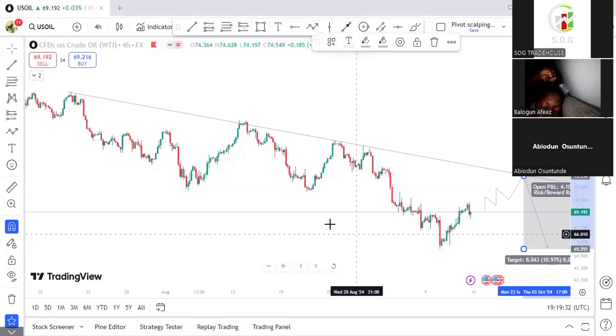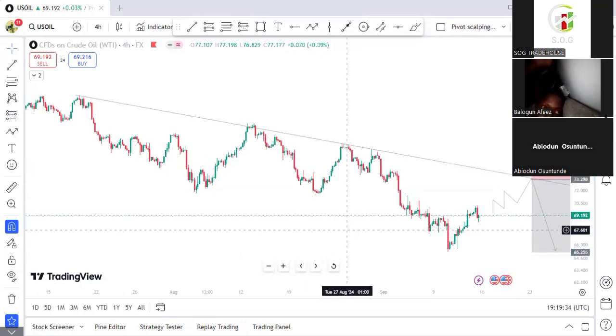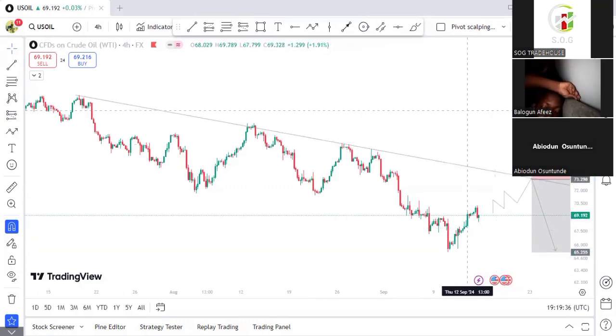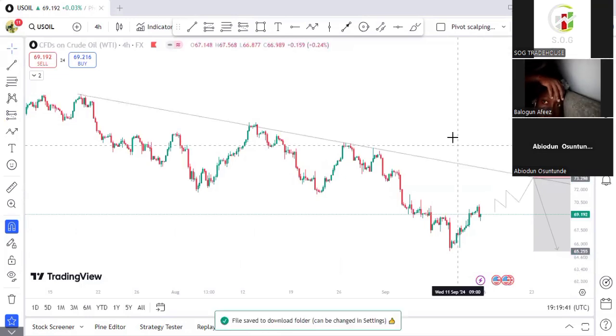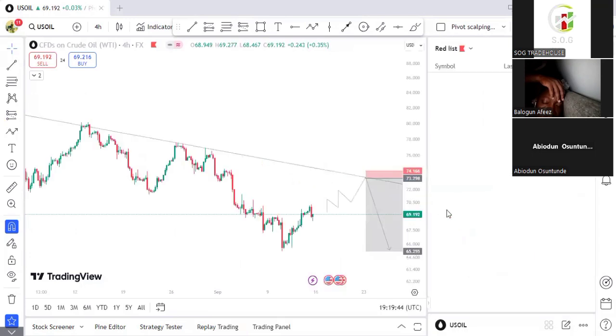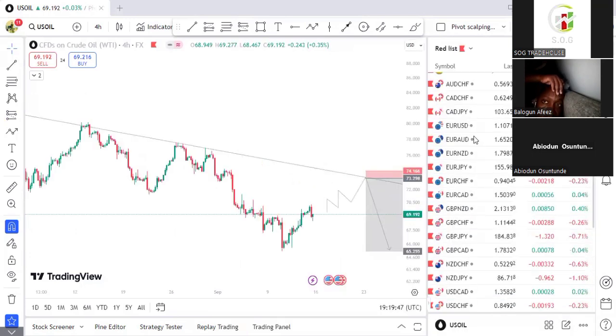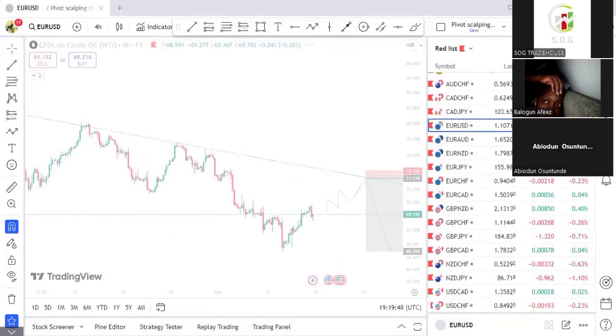So this is my analysis on US oil. So I'll take a quick snapshot of it so I can send it to the group. So next on my list is Euro USD.